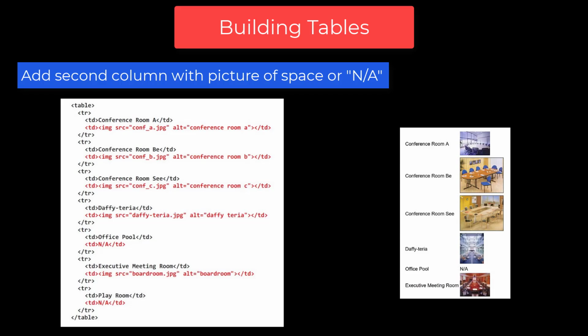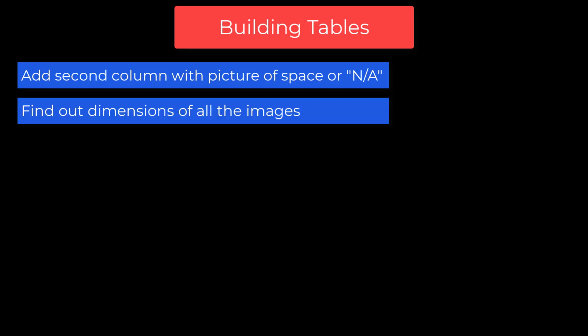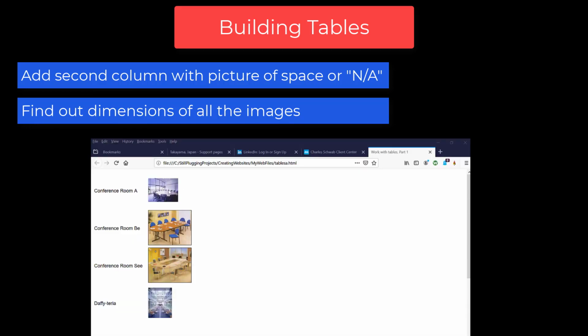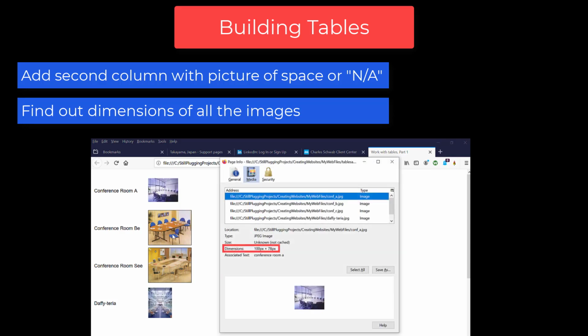Still, it might be nice if the cells had a consistent size, and we can do this by assigning widths and heights to cells in the second column, so let's give it a try. First, let's find out the dimensions of all the images. Recall that if you right-click your cursor when over an image, you get an option, View Image Info. Now, the wording might be a little different in different browsers. And you select, that is, left-click on that option, and you'll find the dimensions of the image.